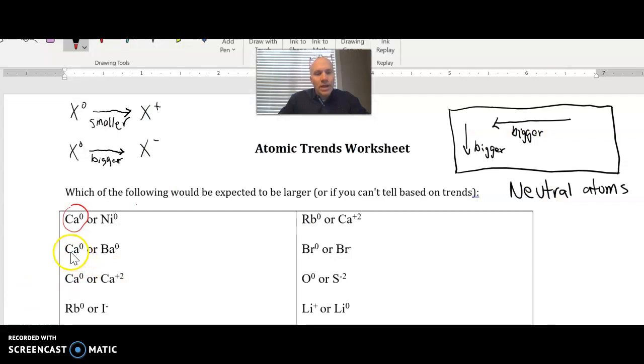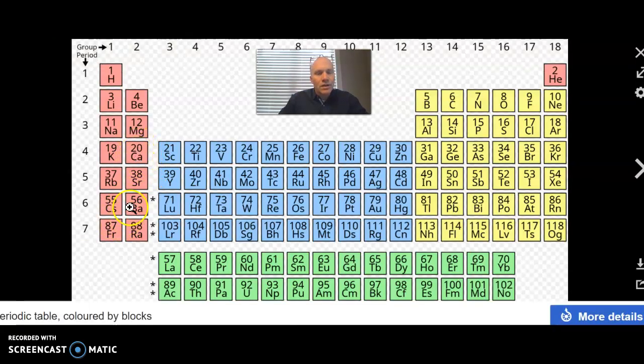The next one compares calcium to barium. Calcium is right here, barium is right here, and the trend that you're going to want to recognize here is the one which involves going down a group. Barium is lower, so that would be considered larger.